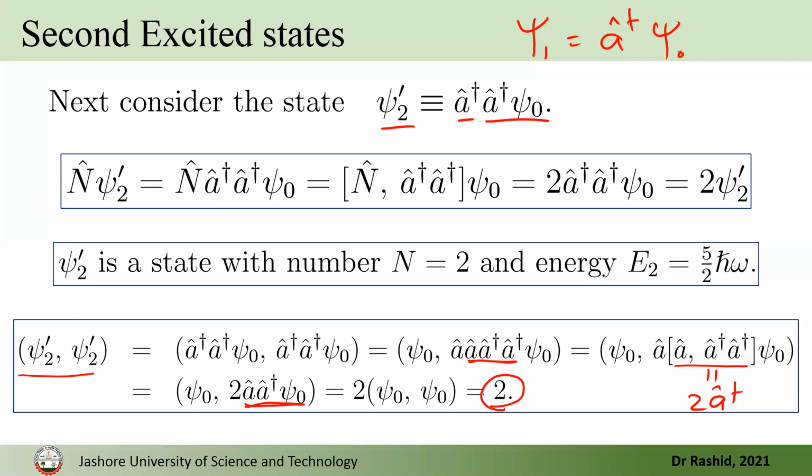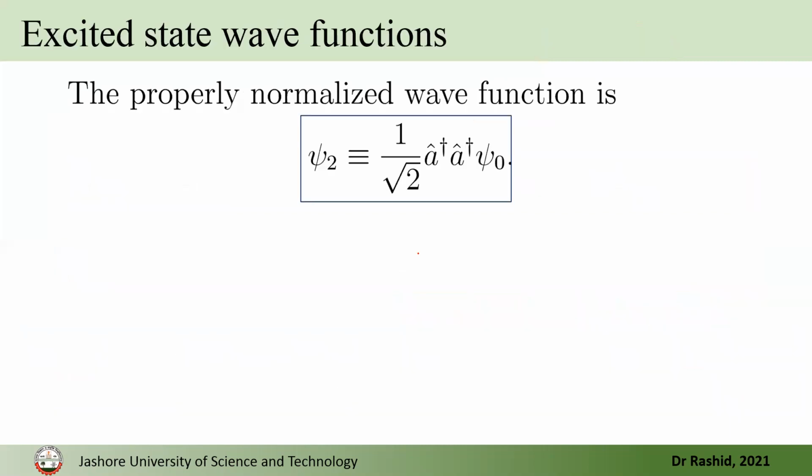But from here we can define the normalized wave function to be psi 2 equals 1 over square root 2 psi 2 prime. That is, we define 1 over square root of 2 a hat dagger a hat dagger psi 0. That is, a hat dagger is operating twice on psi 0. This is what I have written here. So this is what we have, the properly normalized second order excited state wave function.